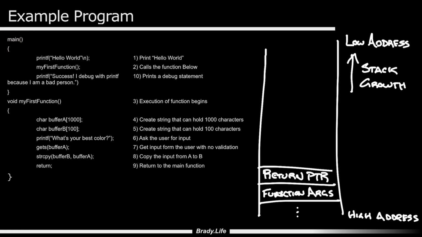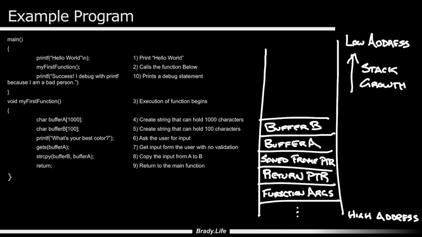And then we're going to go into my first function that was called from the main application, and I create char buffer A and char buffer B. These are for a string. A is 1,000 characters, B is 100, arbitrarily picked. So now that we've defined those, they will be added to the stack. I'm also going to add a saved frame pointer that will tell me how to get back into my application from these variables. Well, buffer A is added to the stack first because it's called first, and then buffer B is added next because it's called next.